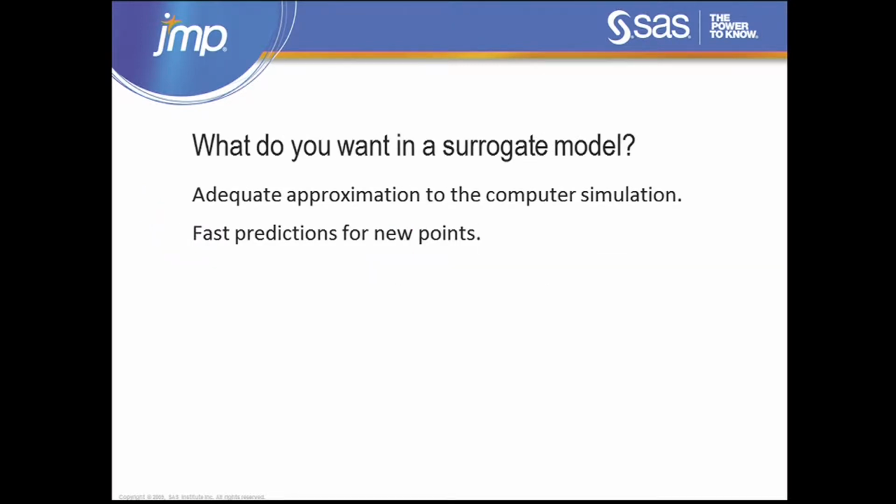So what do you want? Basically we have the real world, we have the computer simulation, and then we have our surrogate model of the computer simulation. What we want is that surrogate model to be close enough to what's really going on inside of the machine so that predictions that you make with the surrogate model adequately approximate the actual observed simulation result. And then you want the surrogate model to generate predictions almost instantaneously, whereas the computer simulation might take hours.